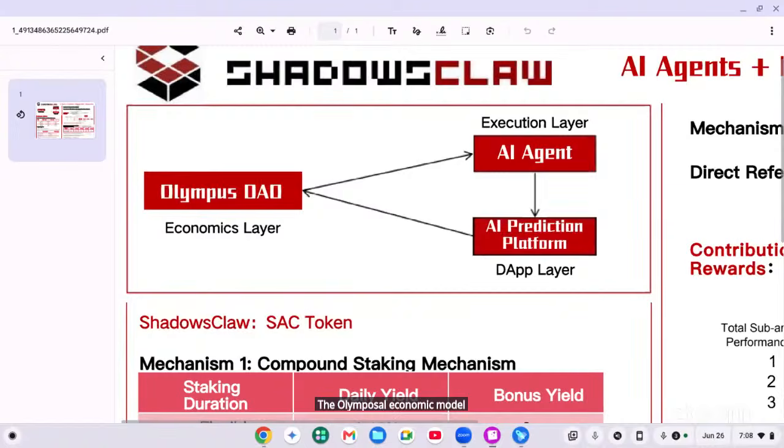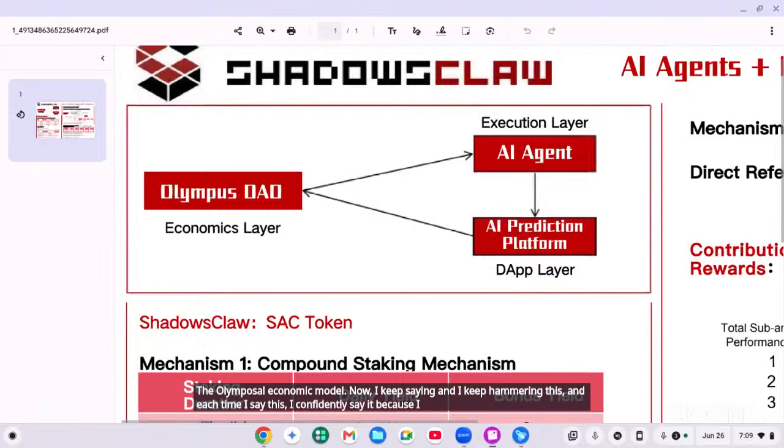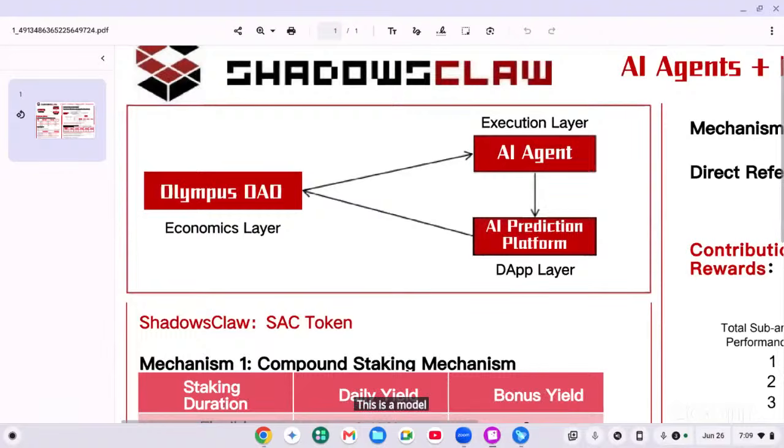Now, I keep saying and I keep hammering this, and each time I say this, I confidently say it because I know most of you are on this call. You can relate to what I'm saying. This is a model. The Olympus DAO, first of all, is a similar project to what we have here.